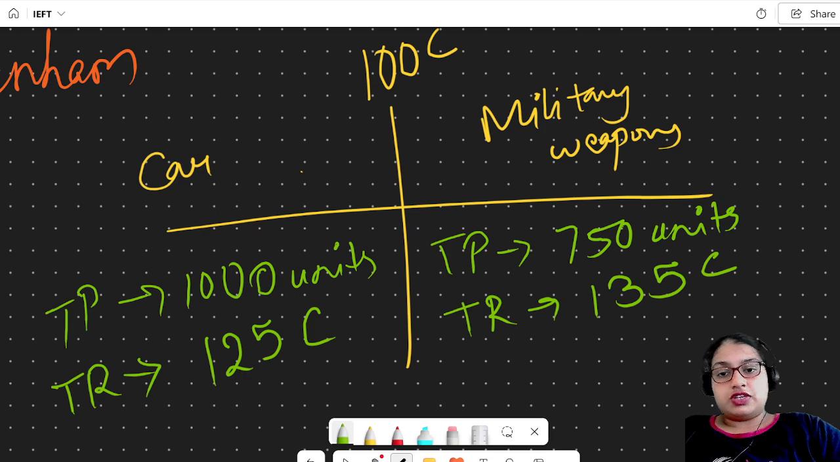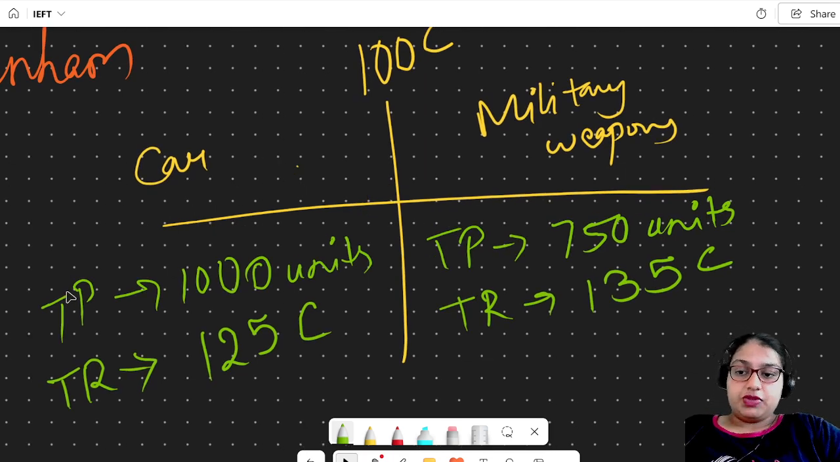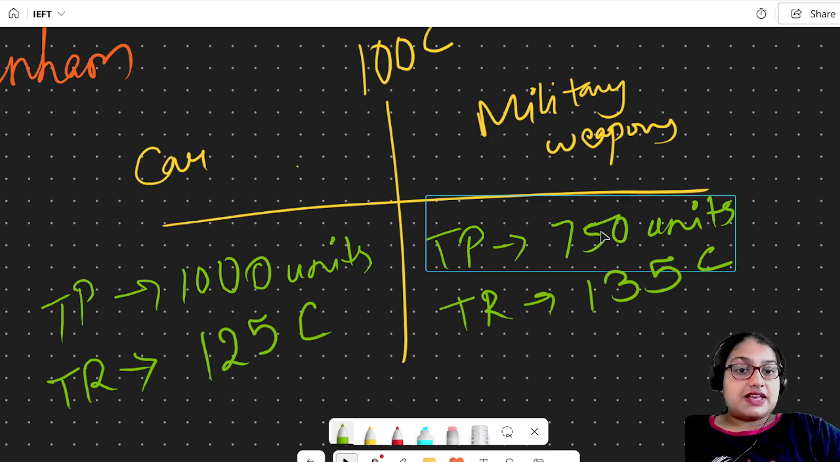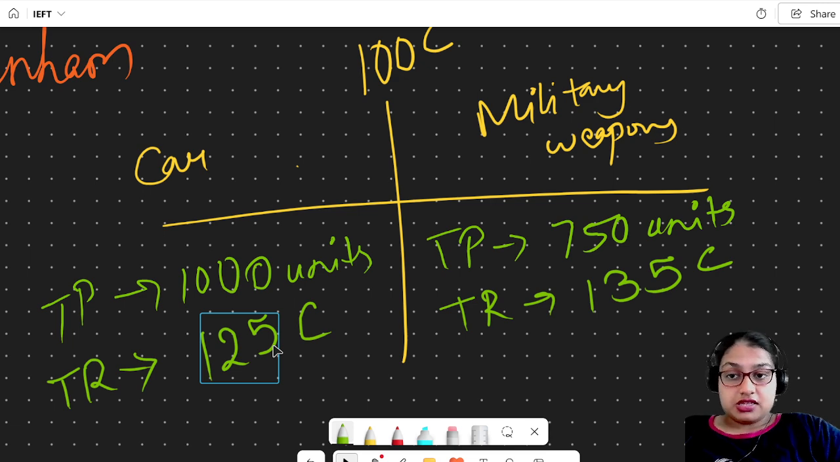Okay, when you look over here carefully, the total production is 1000 units for cars, and it is less for military weapons. It is only 750 units. But look at the revenue. I have 125 crore in cars. If I invest for cars, I'll get 125 crore. That is 25 crores as my profit.